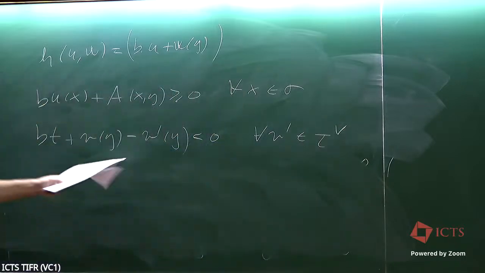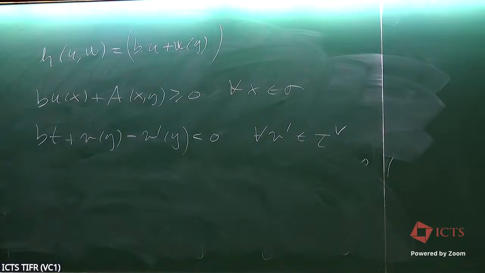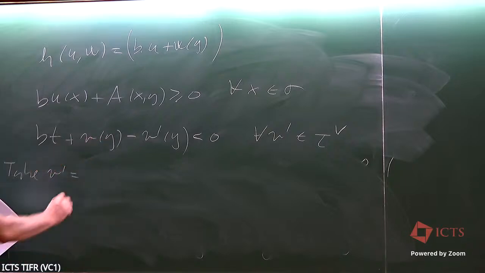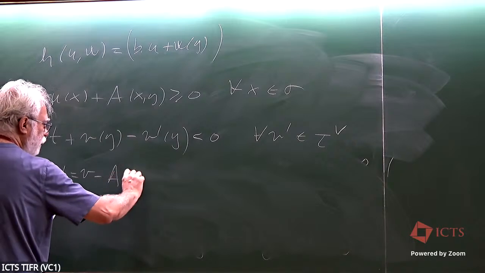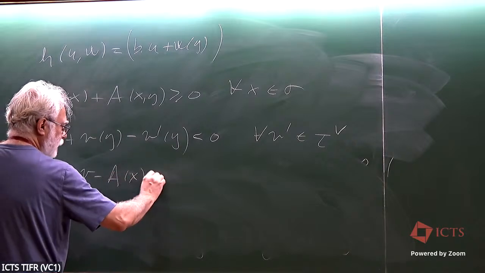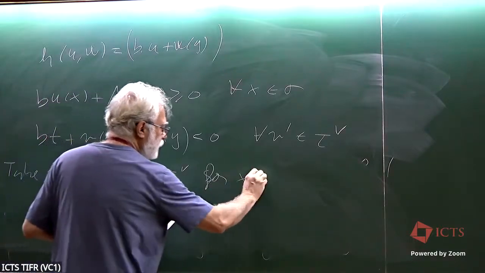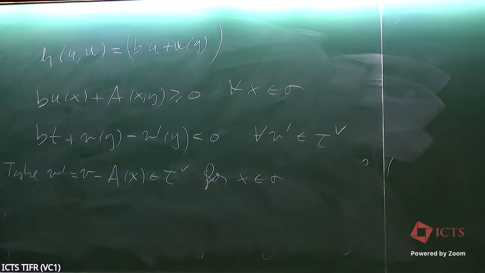Okay. So the condition that the restriction to W dual has to be strictly smaller than 0 translates into this condition. Now, what we can see is that if we take B prime in this condition to be just B minus A of x, inside tau bar, tau dual, for X inside sigma. So this guy exists because the problem P was assumed to be feasible.